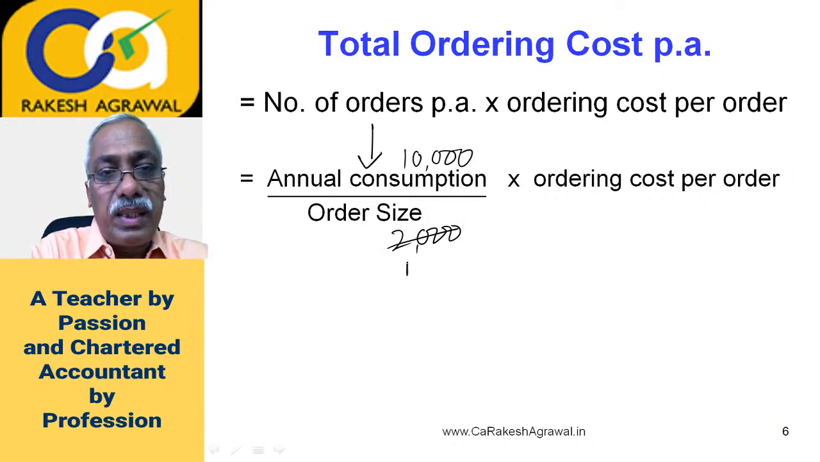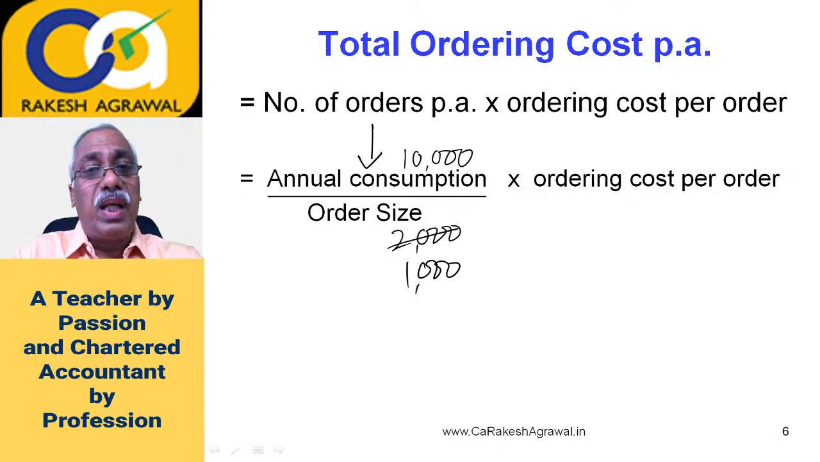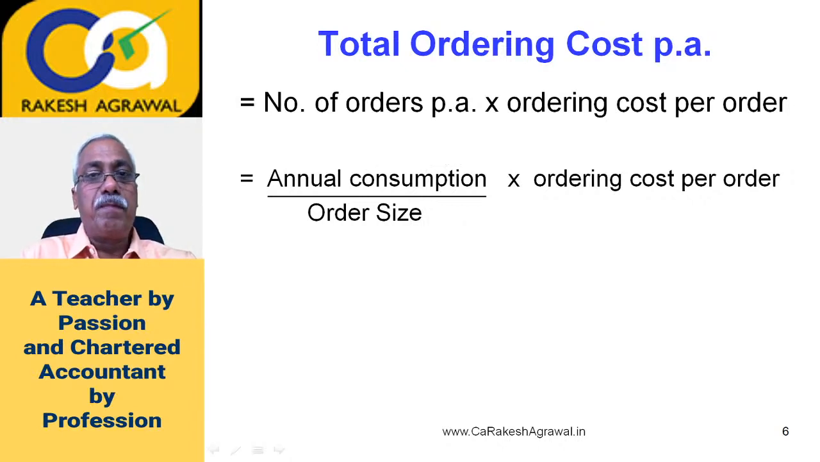If my order size is 1,000 units, then for the 10,000 units which I will consume in a year, I'll have to place 10 orders of 1,000 units each. So that is how we calculate the number of orders in a year using a common sense formula, that is annual consumption of raw material divided by order size. That is number of orders into ordering cost per order.